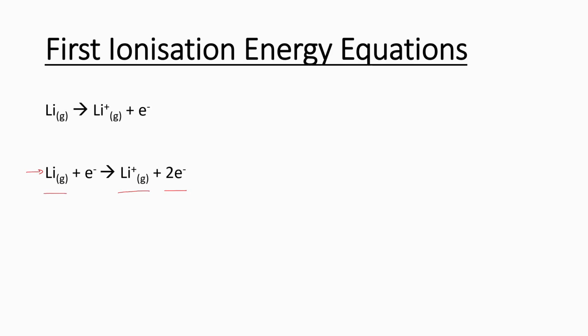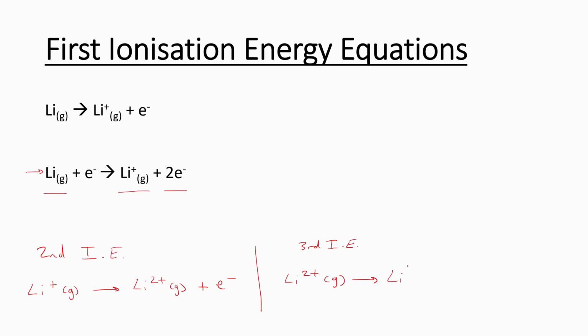Now, if we had the second ionization energy, from the definition I described earlier, let's say we're going to start off with lithium plus gas. And using the first approach, I'm going to go from lithium plus gas to lithium 2 plus gas plus e minus. And here we're just losing another electron from lithium, but this time we're starting with lithium plus. For the third ionization energy, then we'd have as follows. We're now going to have lithium 2 plus gas to start off with, and then we're going to go to lithium 3 plus gas plus e minus. And in this way we can remove successive electrons.